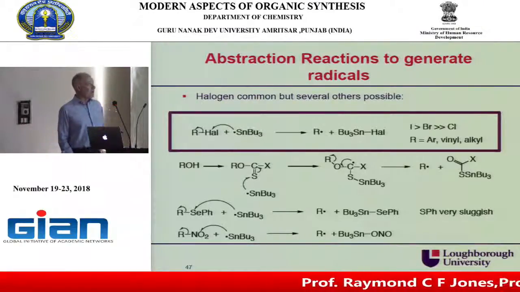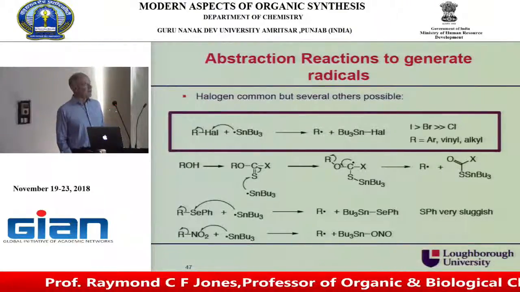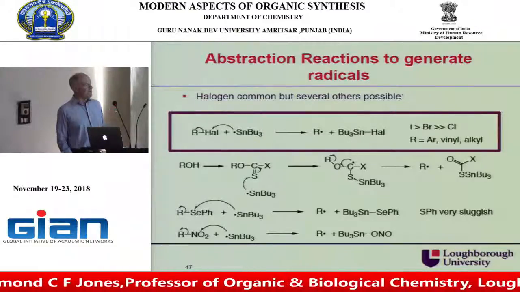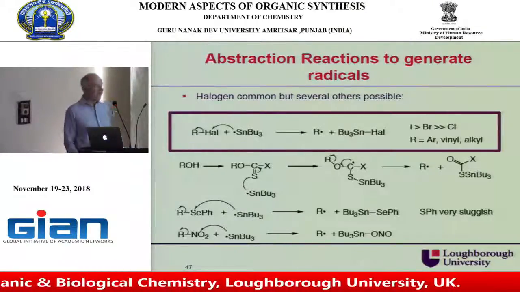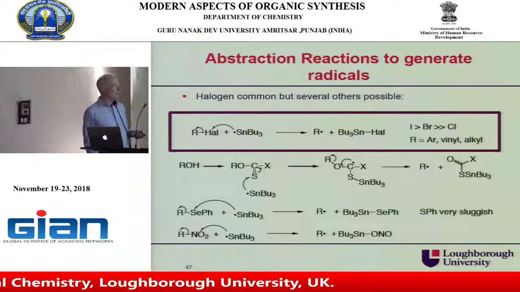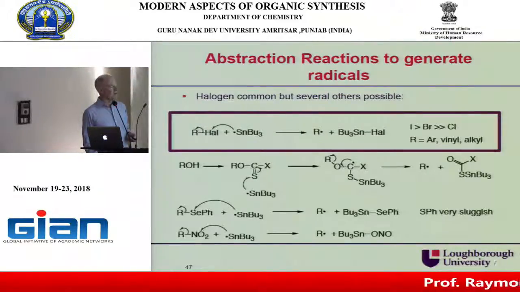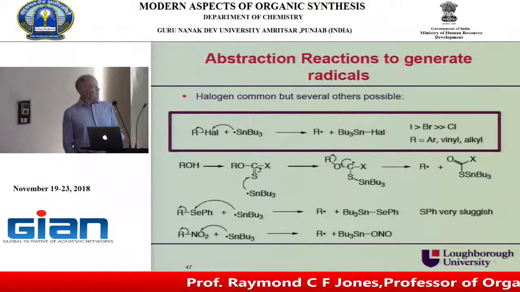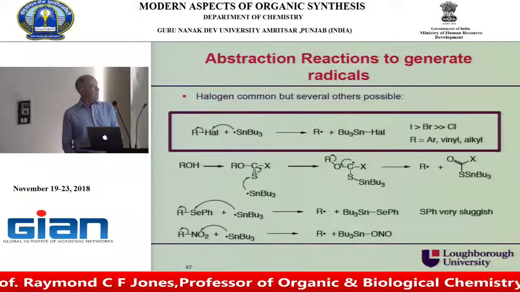You can have abstraction of a selenium group to give a tin selenium compound and a carbon radical. You might think, why selenium, why not sulfur? It will go with sulfur, but it's very slow. I don't really know exactly what the reason is for that. It'll be down to bond strengths, I guess. You can abstract a nitro group from an alkyl nitro compound and get a carbon radical and a tributyl tin oxygen nitroso derivative. The most common, though, is still to do it with a halide and abstraction there.